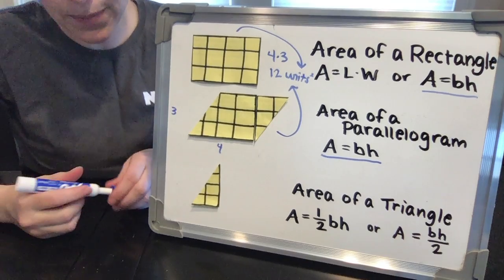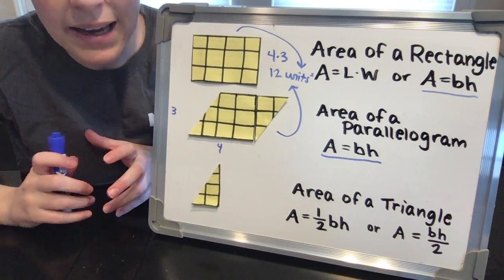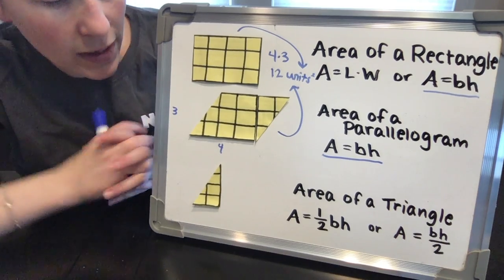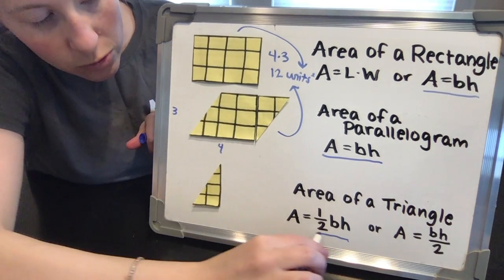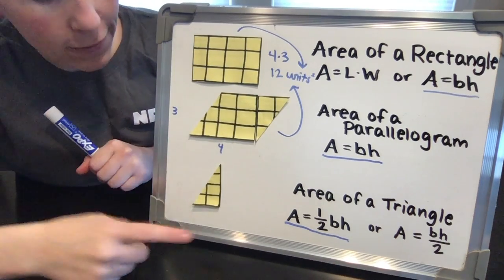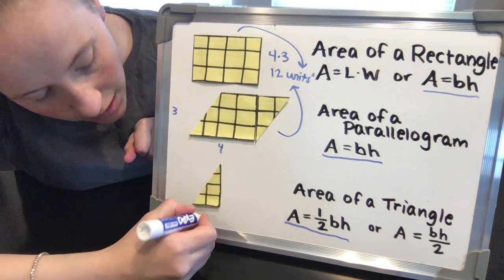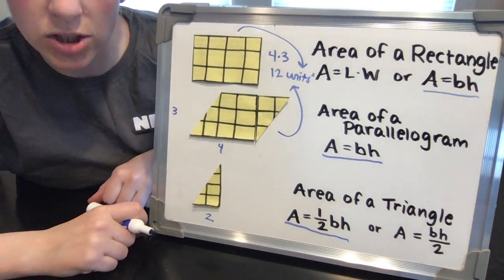And the next shape that we're going to explore today is the area of a triangle. So a triangle, you might see this written two ways. I'm going to underline the way that you usually see it. Area equals 1/2 of the base times the height. First, let's measure the base and the height of this triangle. So the base of my triangle is a length of 2 units. So I'm just going to jot the 2 there.